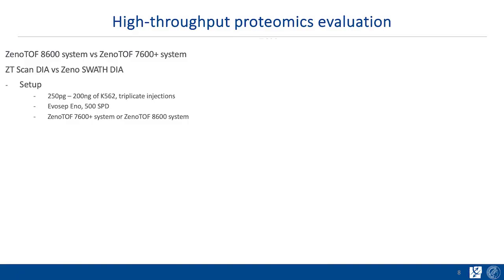And in order to test this, I tried the fastest gradient the EvoSep has to offer currently, which is 500 SPD. And I ran through the entire range of loads, so from 250 picograms to 200 nanograms, and ran the same methods in triplicates and compared this to what we saw earlier on the 7600.